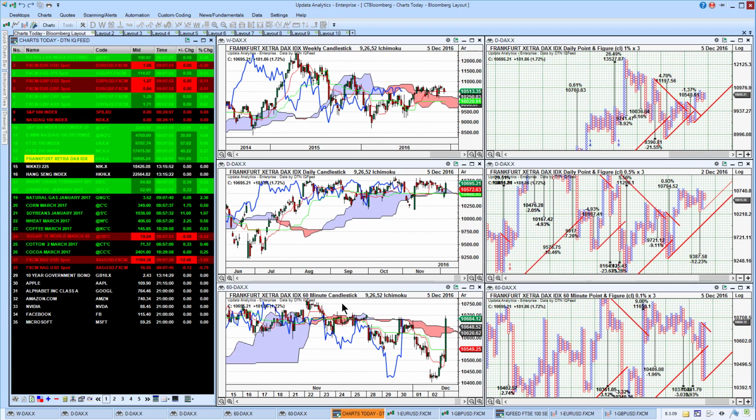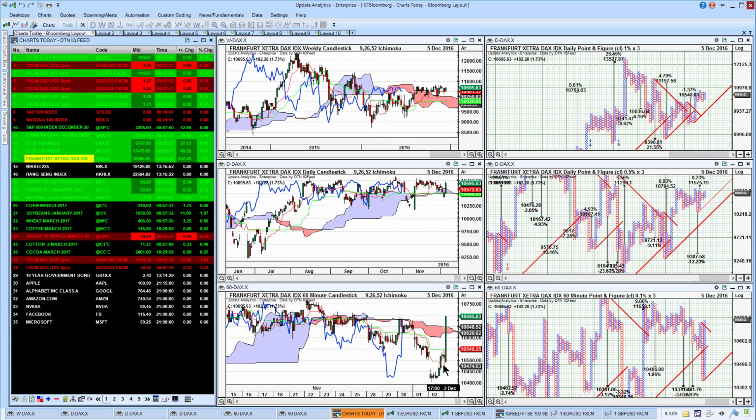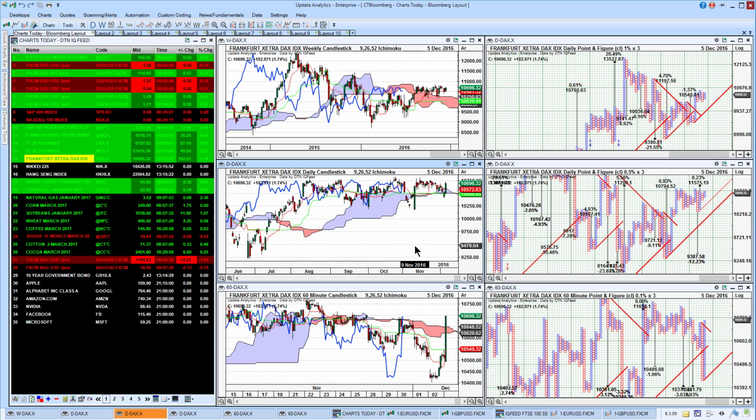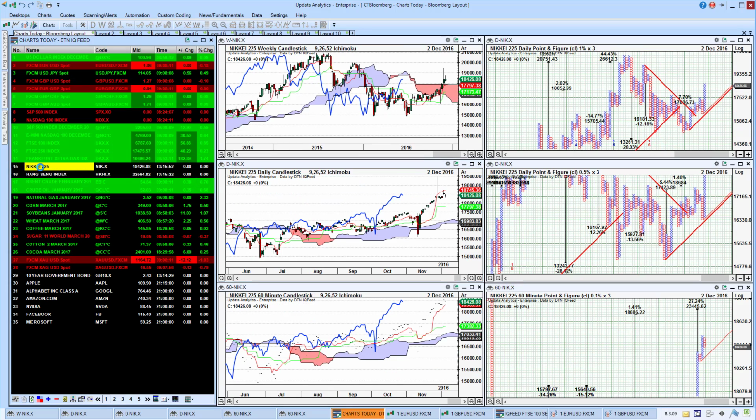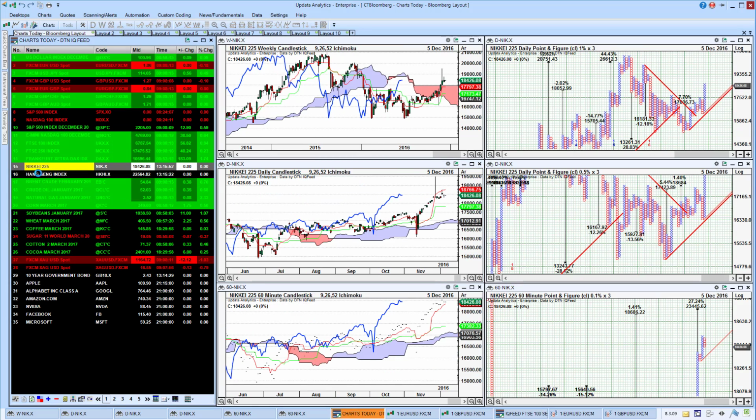Looking at the Xetra DAX. Strong recovery here this morning. So ironically, on that Italian result, it's actually rising a bit. Again, we've got strong resistance here as we need to break this 10,800 level for the DAX to run. Nikkei overnight is looking still pretty good. Asian markets generally.